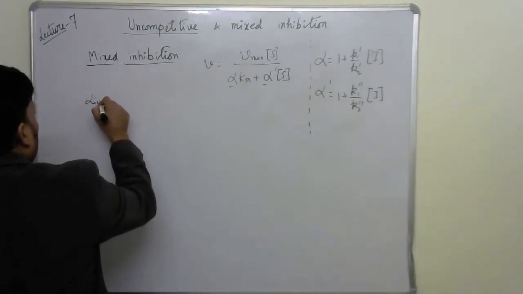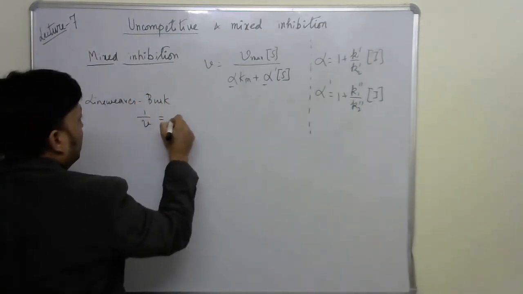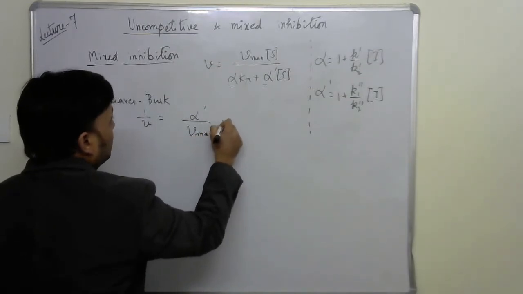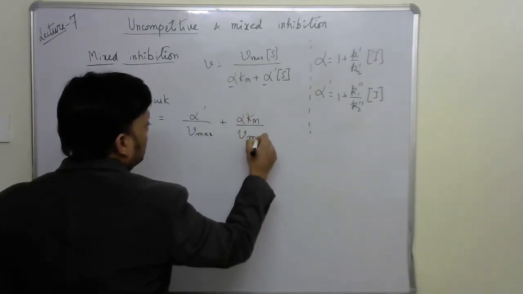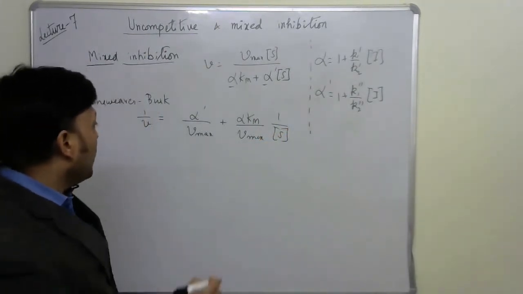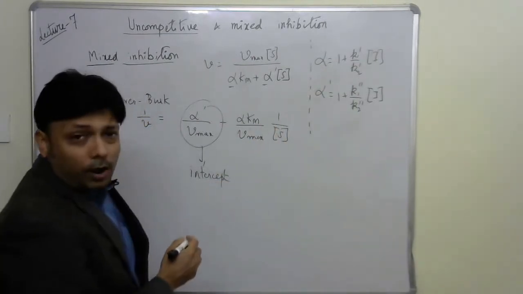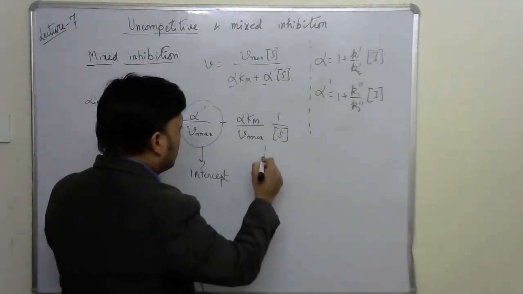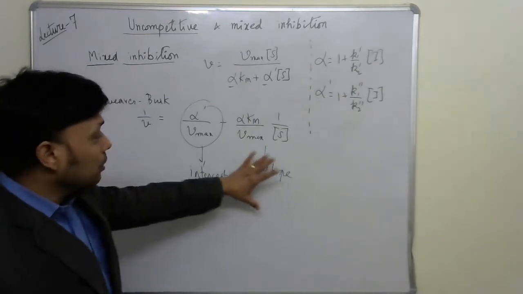Now if we try to express the same thing in the Lineweaver-Burk form, it will take up something like this: 1 over V is equal to alpha prime divided by Vmax plus alpha Km divided by Vmax multiplied by 1 over S. Now you see, once again, this is an equation for a straight line, but here the intercept would also change with the concentration of I. That means with increasing I concentration, the intercept on the vertical axis will increase, and also the slope.